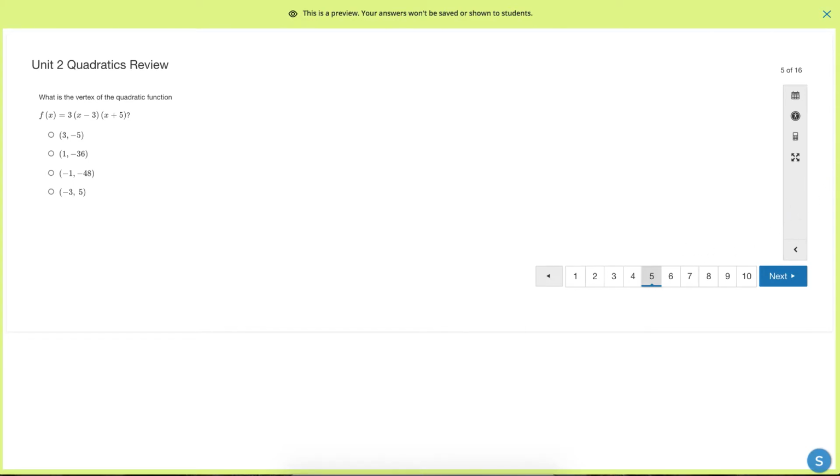Here, we're trying to look at the vertex. So when we're finding the vertex, we need to figure out the form. This is intercept form because we have 2 sets of parentheses. We have A, which is 3, P changes the sign, which is 3, and Q, which is -5.